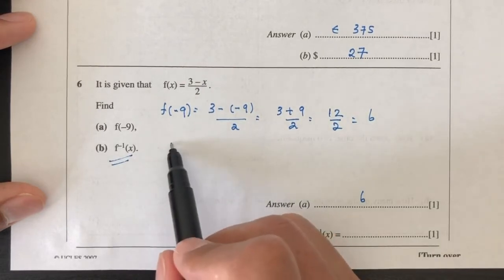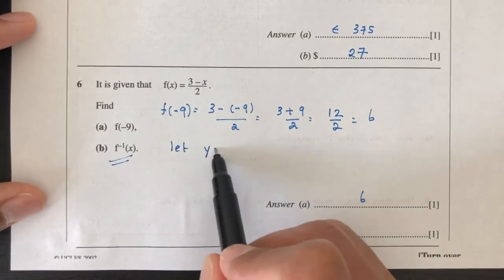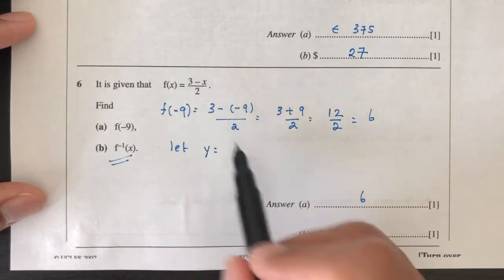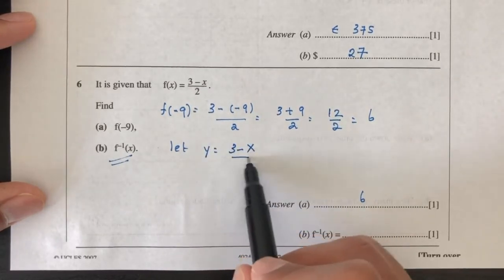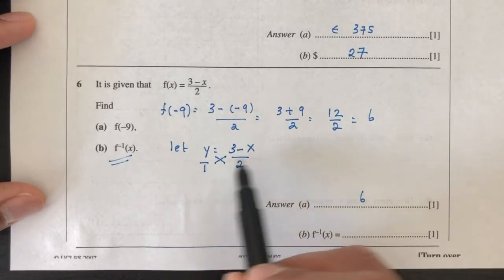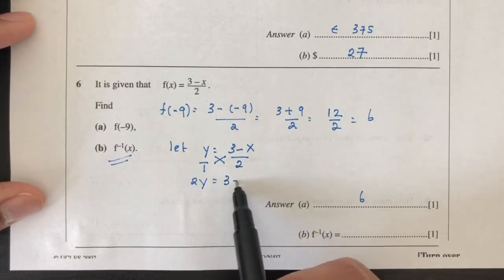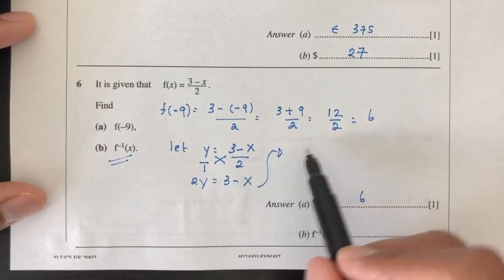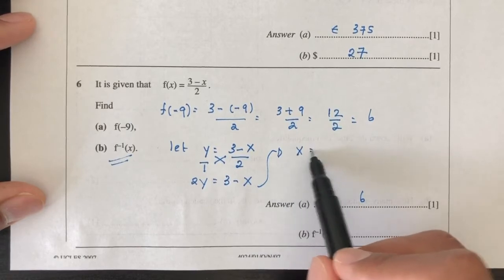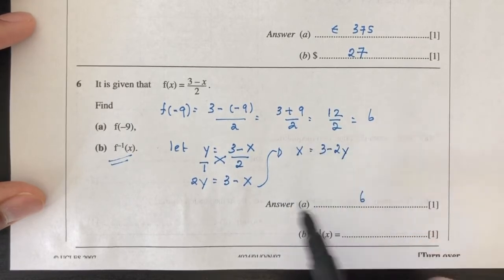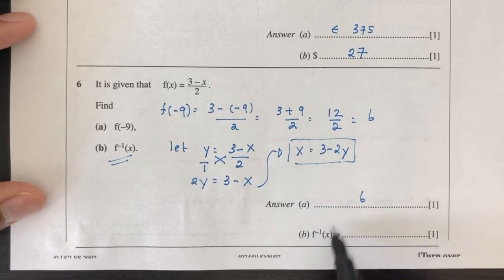Now for part B, find f inverse. So the first thing we need to do is to let y equal to f of x, which is 3 minus x/2. Then we have to make x the subject of formula. So we cross multiply, we have 3 minus x. From this we have x equal to 3 minus 2y. So that is your answer. But finally, it needs to be in terms of x, so we have to change the y to x. This will be f inverse of x.